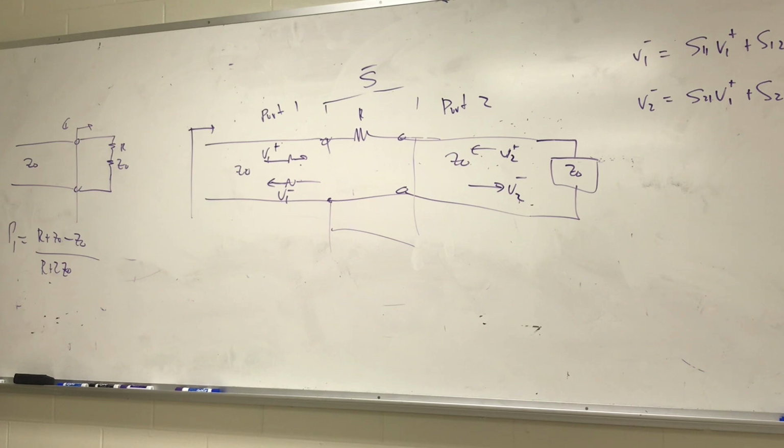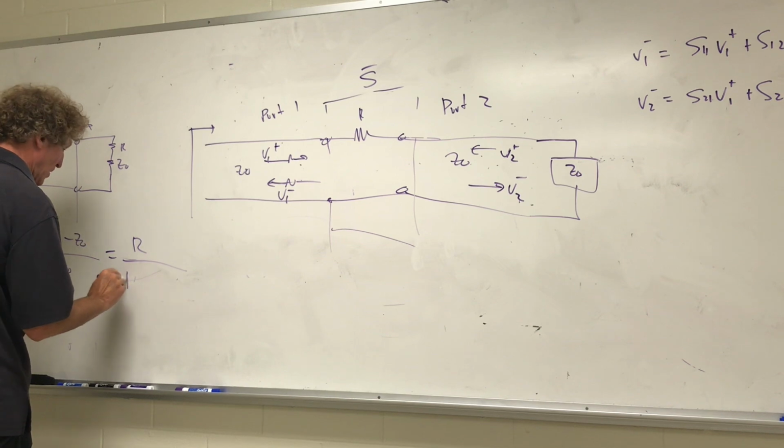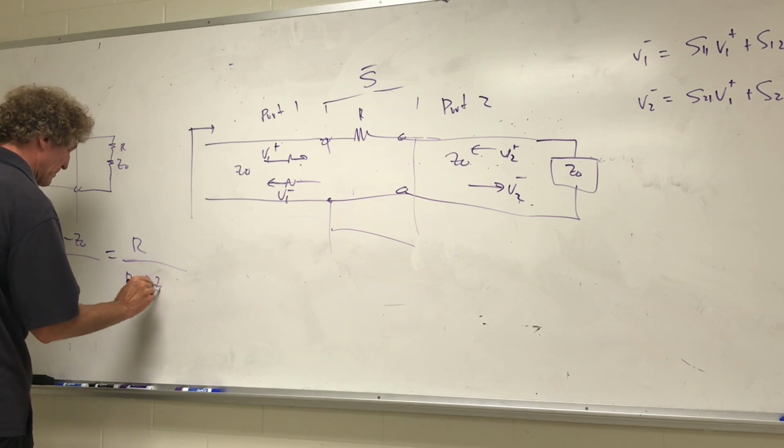Y'all with me? This reflection coefficient: the impedance you're going into, minus the impedance you came from, over the sum of the two. So this one really is just going to be R over R plus 2Z0.